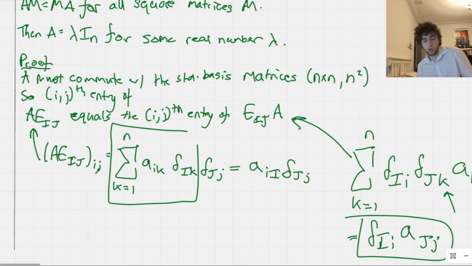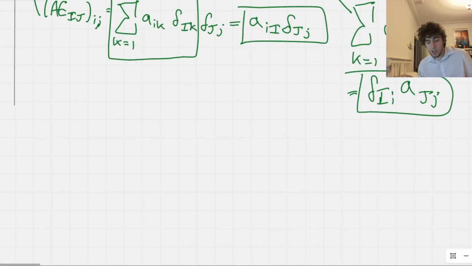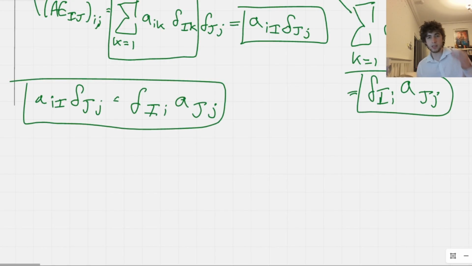Now these need to be equal because we know that matrix multiplication in this case is going to be commutative. So we set these two things equal to each other, and that gives us some interesting stuff. We get A_Ii delta_Jj is equal to delta_Ii A_Jj. So this is the defining condition that we're going to use.